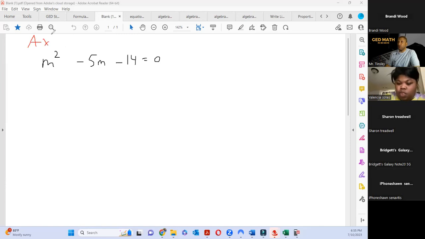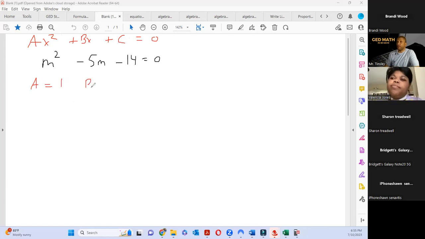So the standard form of a quadratic equation is ax squared plus bx plus c equals 0. Does everybody understand that? Yes. a is what? a is 1. b is what? b is -5. c is what? c is -14. Does everybody understand how we identified a, b, and c from this quadratic equation?